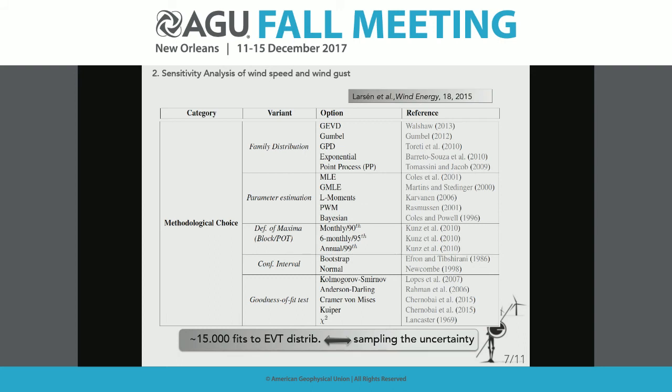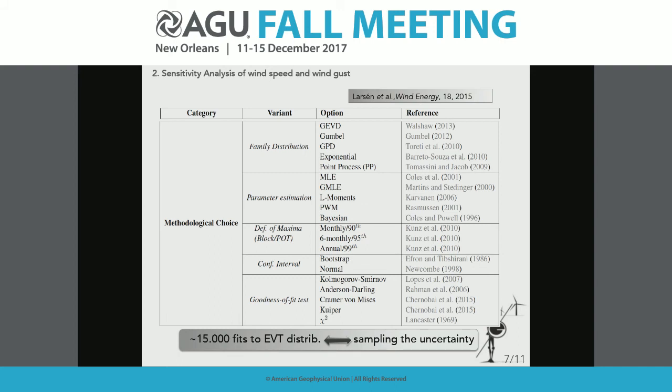So we have different variants that we can explore. One of these would be the probability distribution. There are two families, for those that are familiar with that. This is the block maxima family, where the extremes are defined at the single event in one specific period. And then there is the peak over threshold family that considers only the excesses over a certain value or threshold.